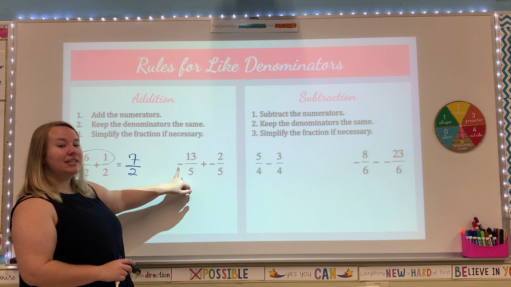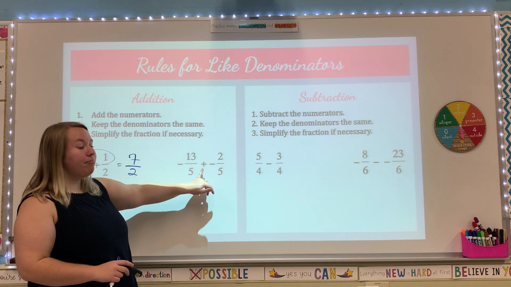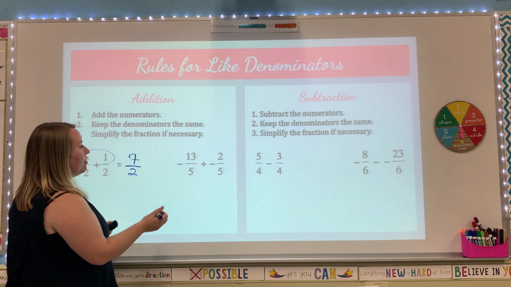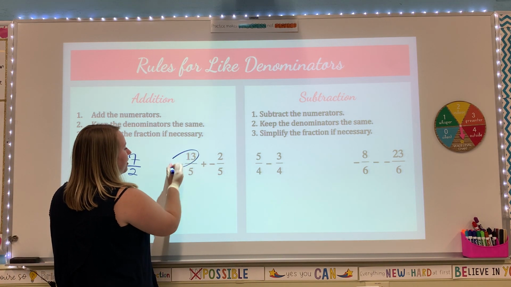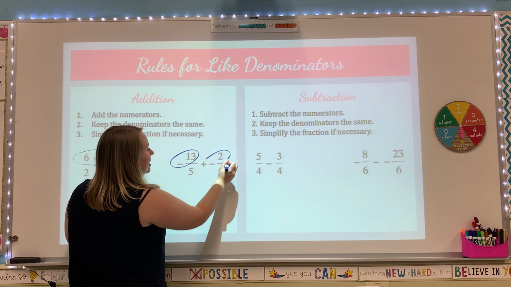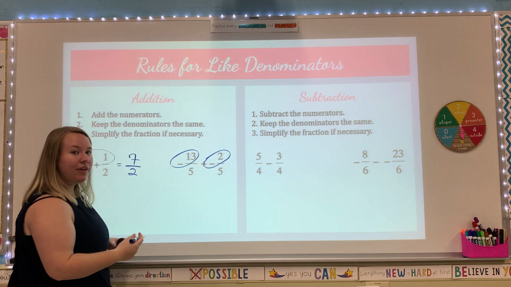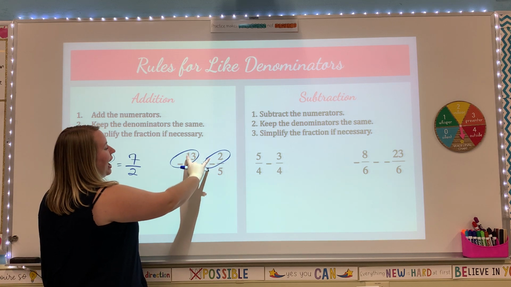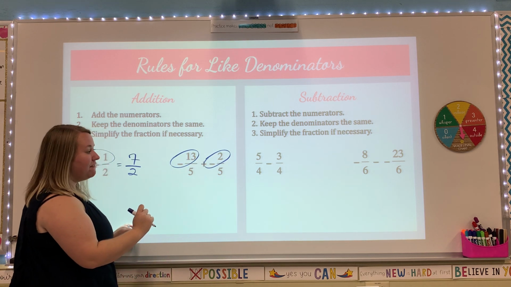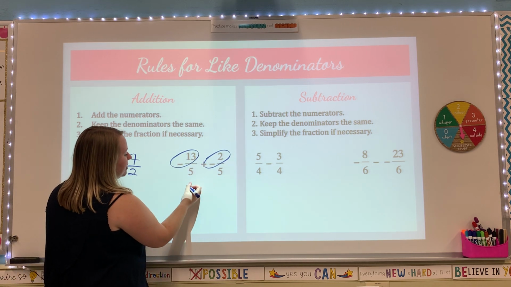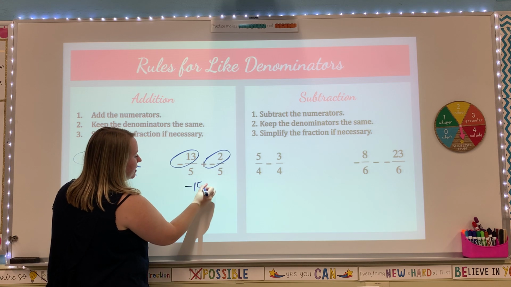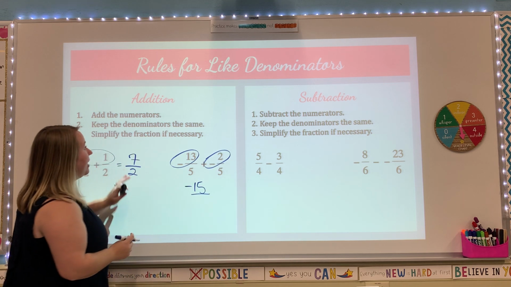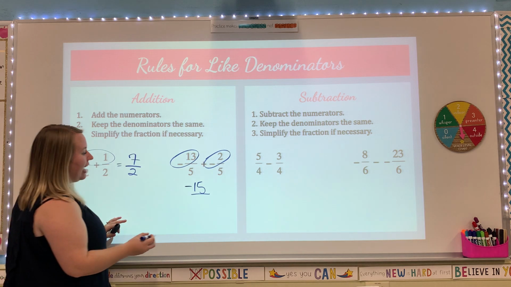Looking at the second one, we're going to do the same process here. The only difference is now each number is negative, but we're still adding. So I'm going to do negative 13 plus negative 2. When we do that, we're going to add 13 and 2 to get 15 and keep the negative sign. So negative 15 over, and then keep our denominator, which is 5.